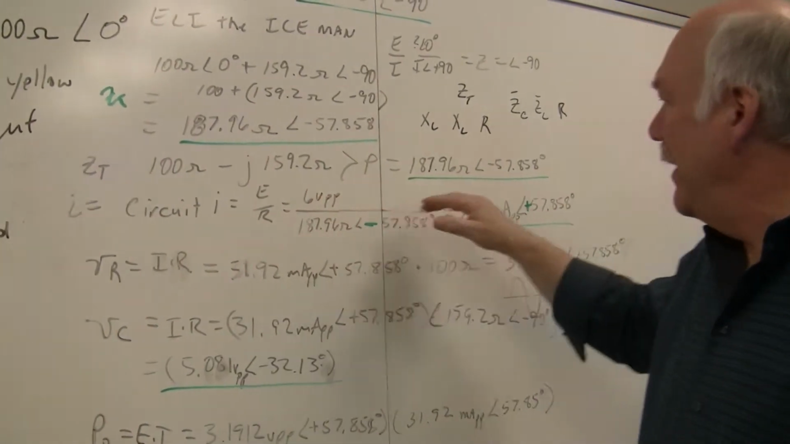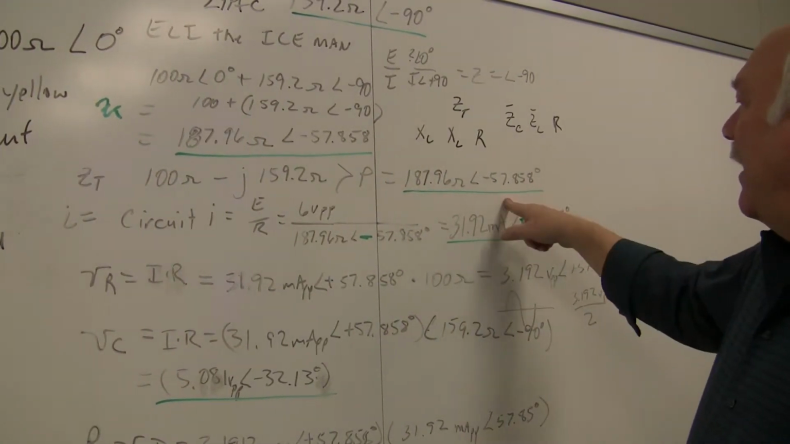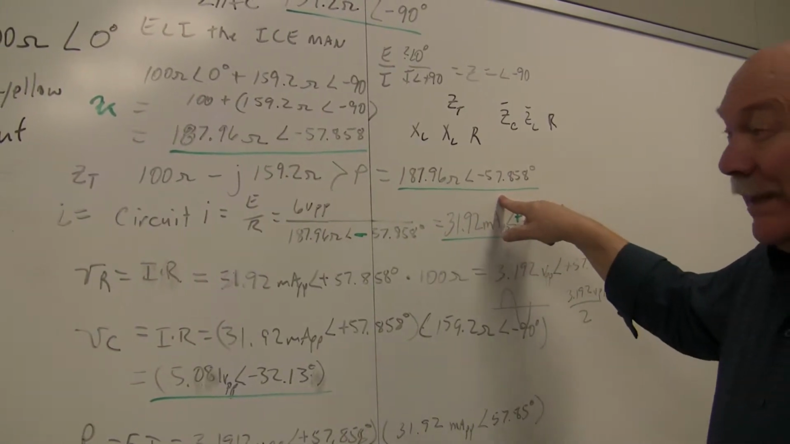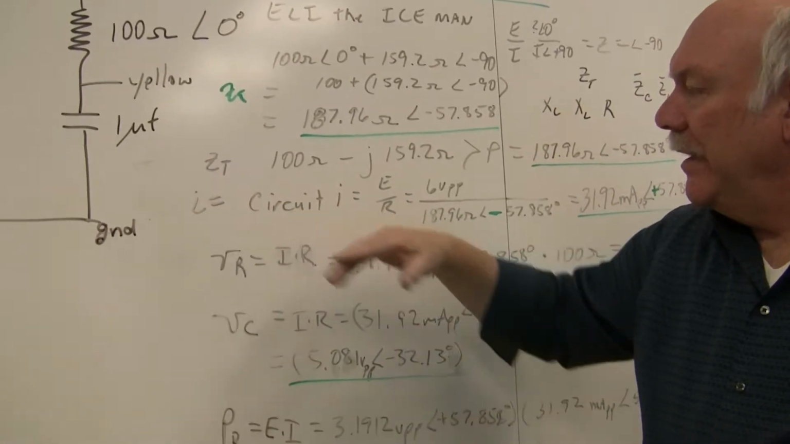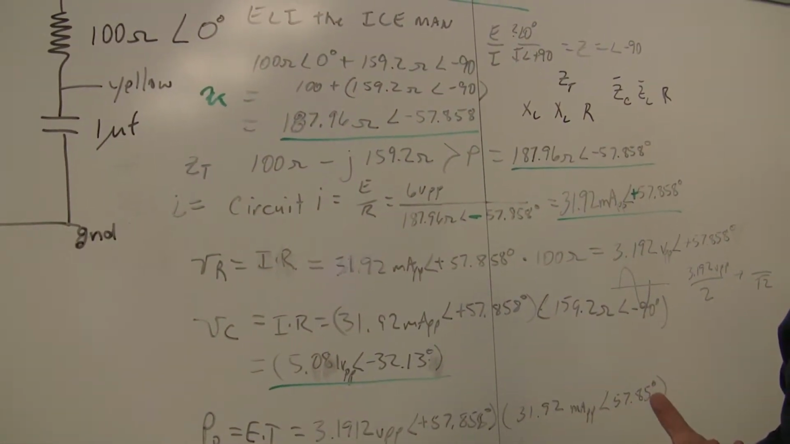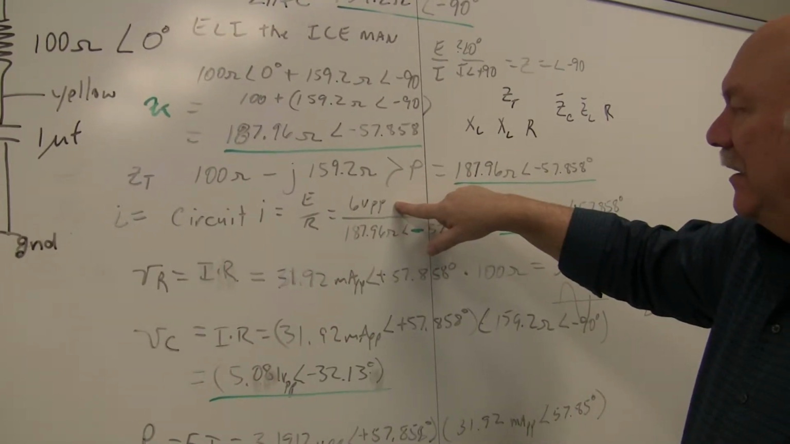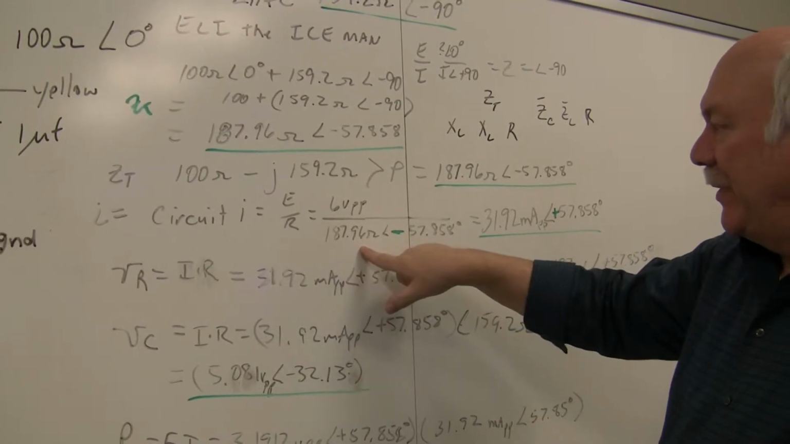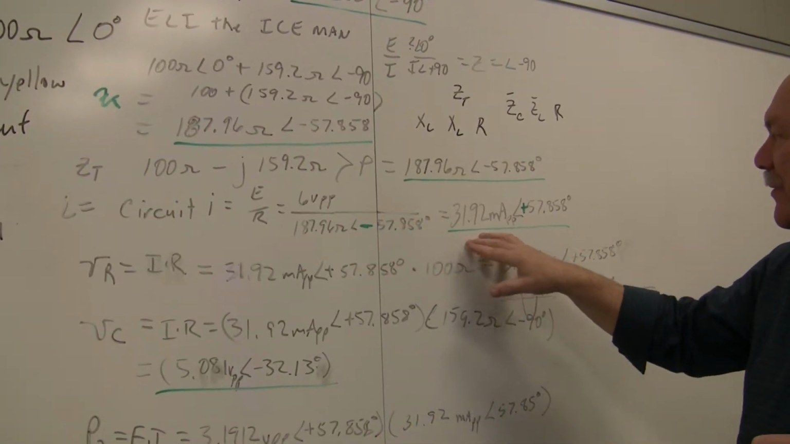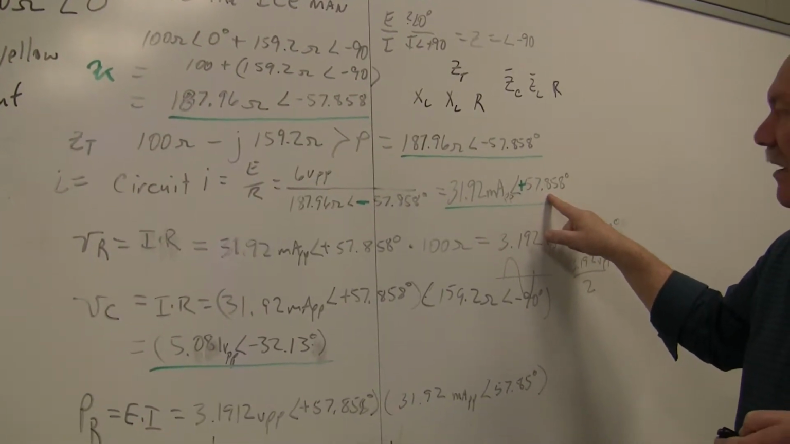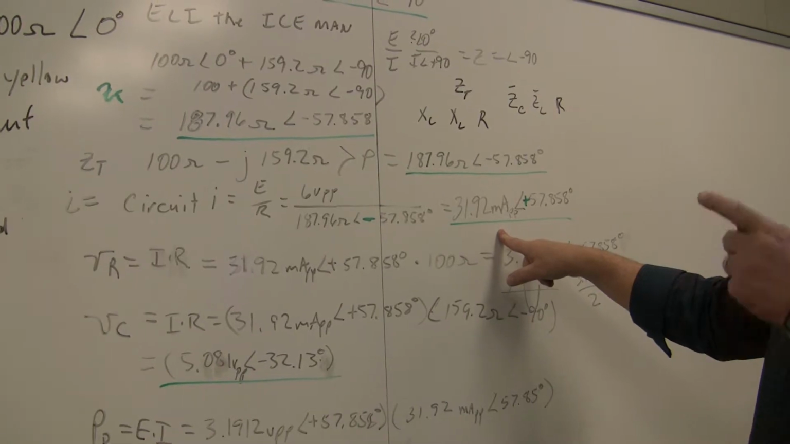Okay, so now that I've got Z total in the circuit of 187.96 ohms at an angle of minus 57.858 degrees, can I find total circuit current? Total circuit current, I total, for a resistive circuit would be E over R to get I. So that's E over R. In this case, E is 6 volts peak to peak, and the total impedance is 187.96 ohms at an angle of minus 57.858 degrees. That gives us 31.92 milliamps, but you notice it has a phase angle to it. That tells me that it is not in the same phase as the voltage applied to the circuit, the 6 volts peak to peak.